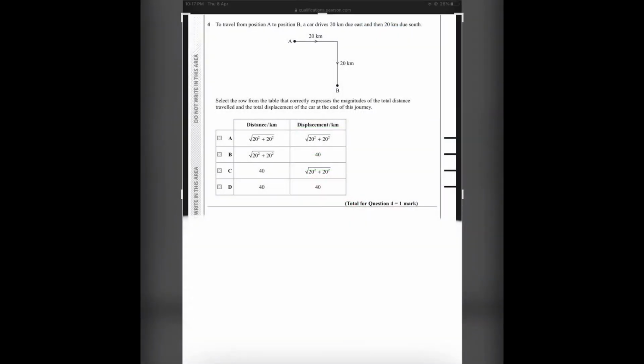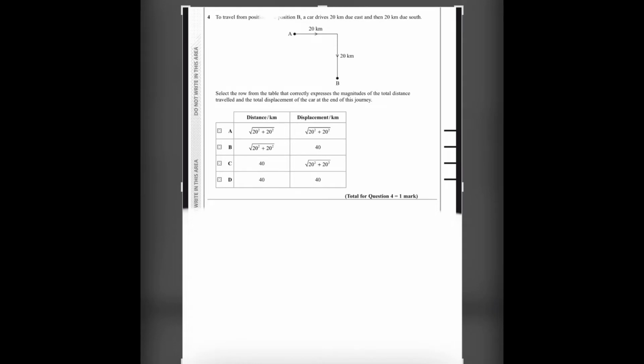Number 4. To travel from position A to B, so it is traveling from position A to position B. So it is traveling from here to here, and the car drives 20 kilometers due east and then 20 kilometers due south. So if we draw a compass, this is north, this is south, this is east, and this is west. So it travels due east first and then due south. So the traveling would be 20 kilometers due east, and then 20 kilometers due south. So the situation will be like this.